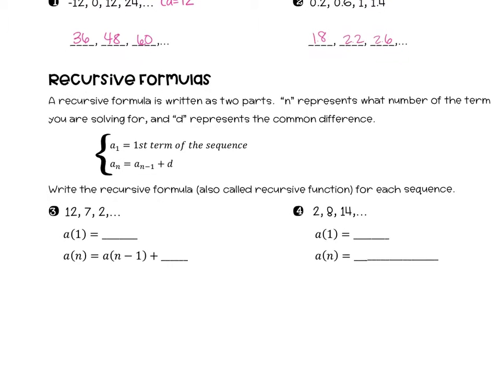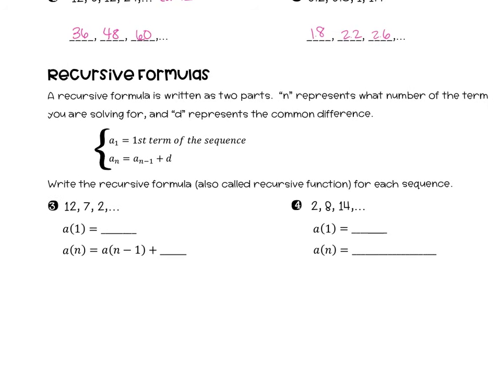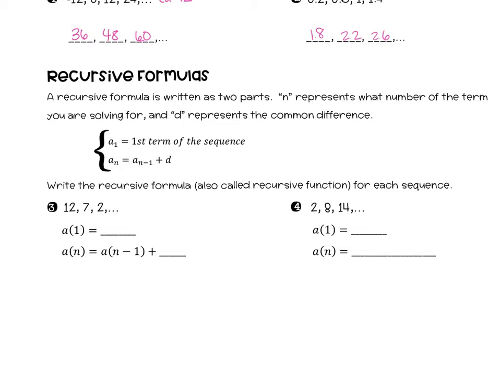All right, now we get to a little bit more confusing part of these lessons. So we have what's called recursive and explicit formulas. The recursive formula is written as two parts, okay? So it has this A1 equals first term of the sequence, and then this part down here. Good thing is you do get these formulas given to you on the quiz and the test, so you don't have to memorize them. You do have to know which one is recursive and which is explicit, okay?